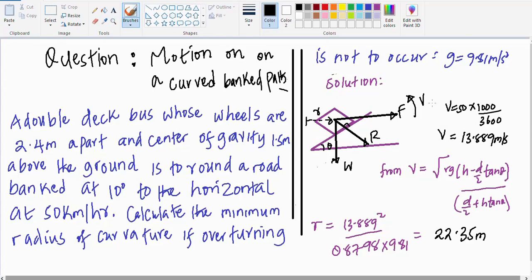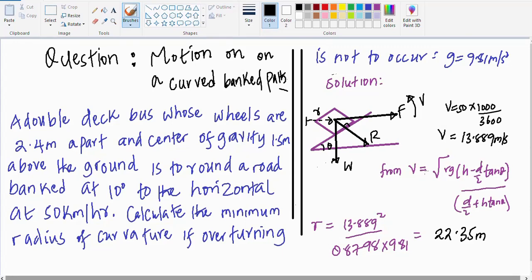Since we have velocity v in kilometers per hour, we have to change it to meters per second. In 1 kilometer we have 1,000 meters, and in 1 hour we have 3,600 seconds. So if we convert 50 kilometers per hour, we get 13.889 meters per second.